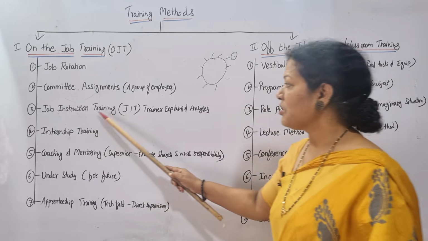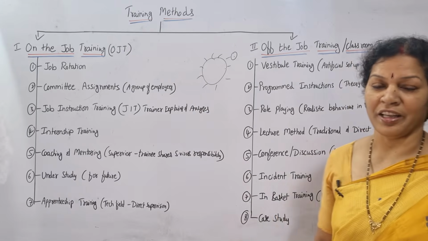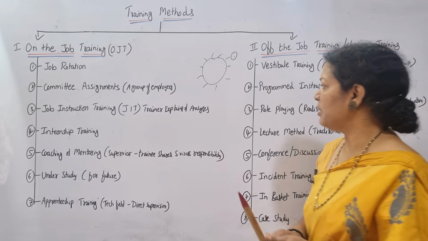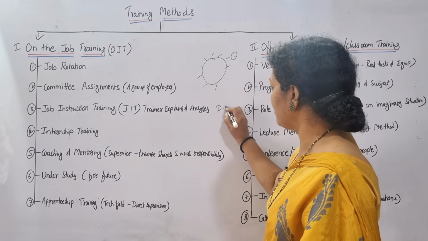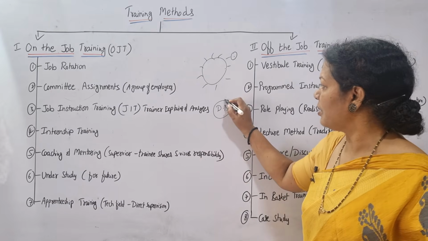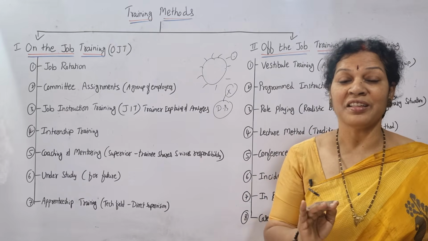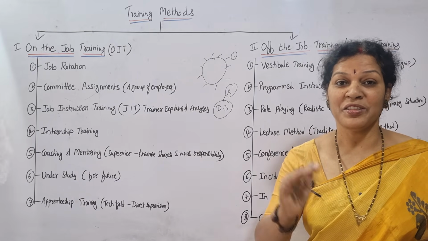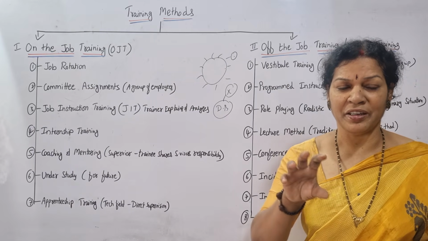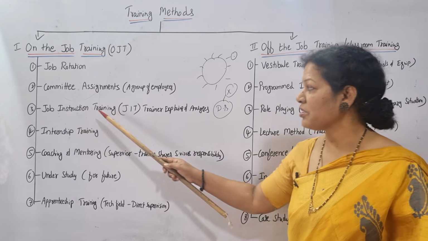The third one is job instruction training. Here a trainer explains and analyzes. One trainer is appointed. Suppose I am working, Devika Bhatnagar, and one trainer is appointed for me, say Mr. X. X is going to give the training to me. That's personal training, person to person. A lot of intimacy will be there, and I can ask that person any kind of doubts. That is job instruction training.